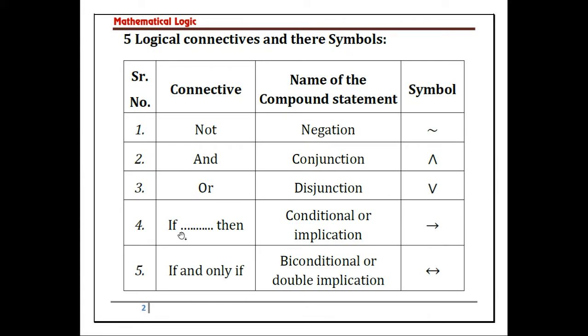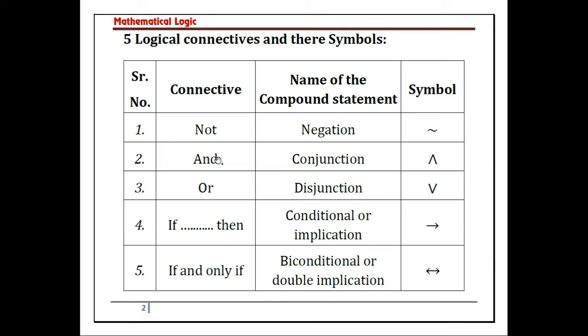The next connective is if then. If the word if then is used, then that corresponding statement is called conditional or implication, and the symbol used for that connective is this single-sided arrow, you can say. After that, the fifth connective is if and only if, whose corresponding compound statement is called biconditional or double implication, and the symbol used for that is this two-sided arrow.